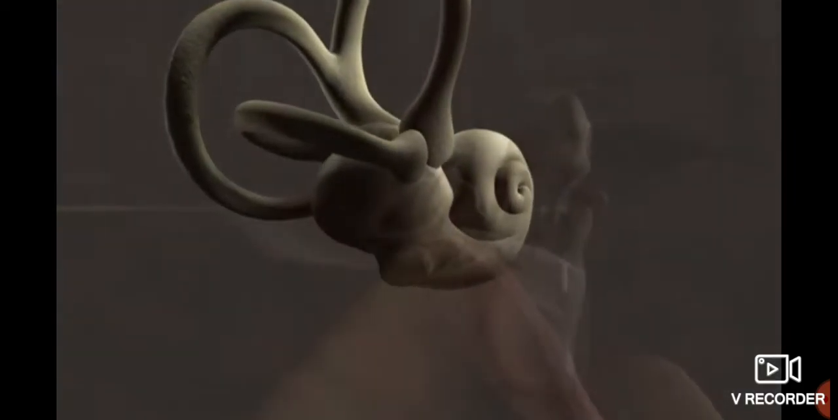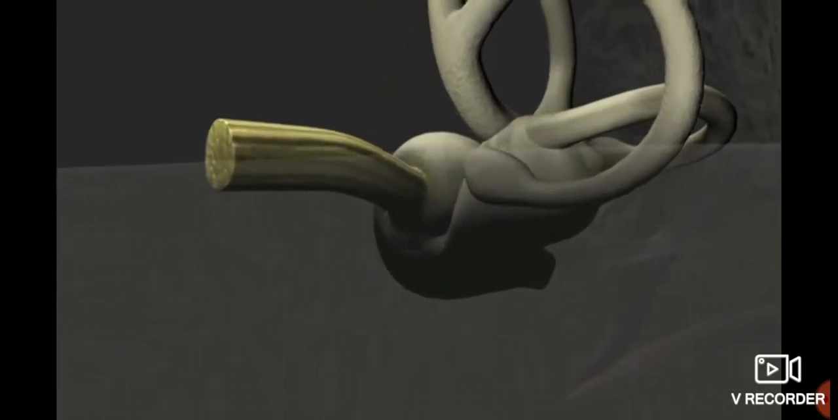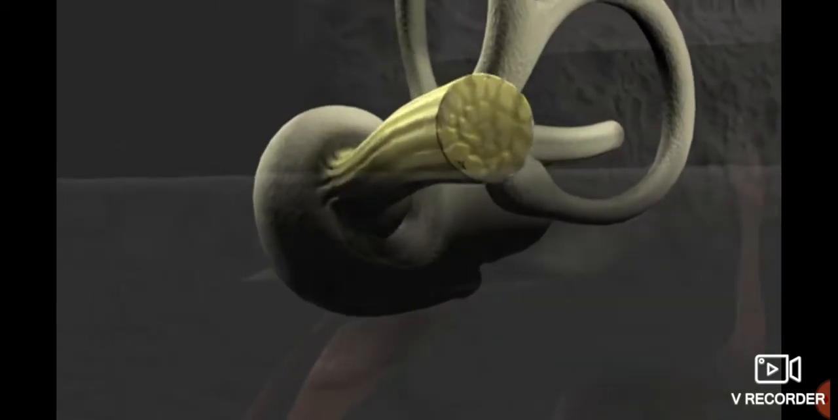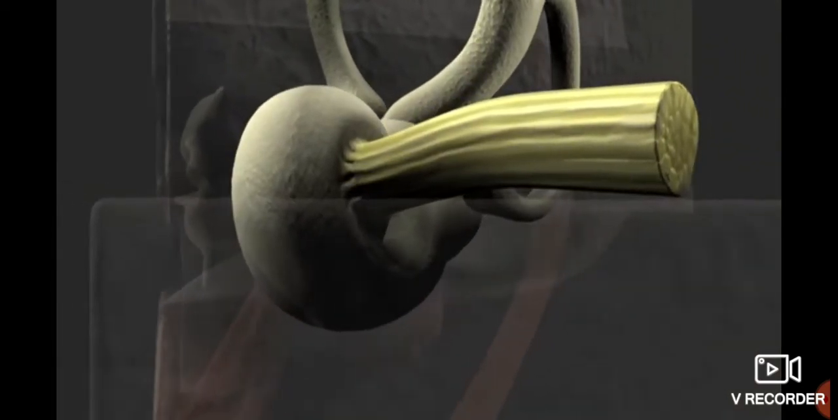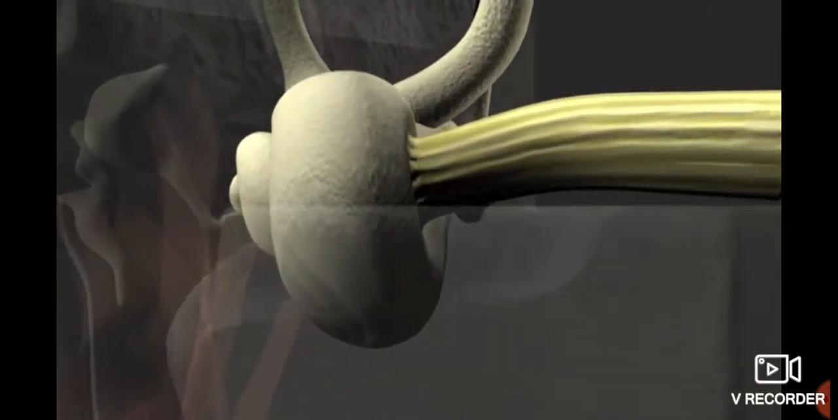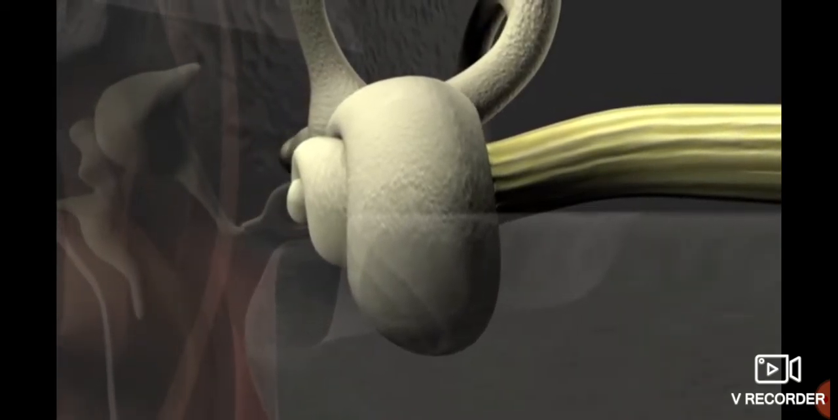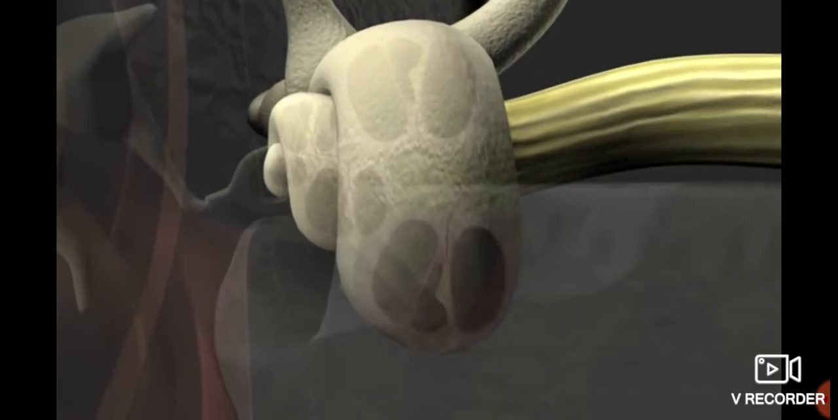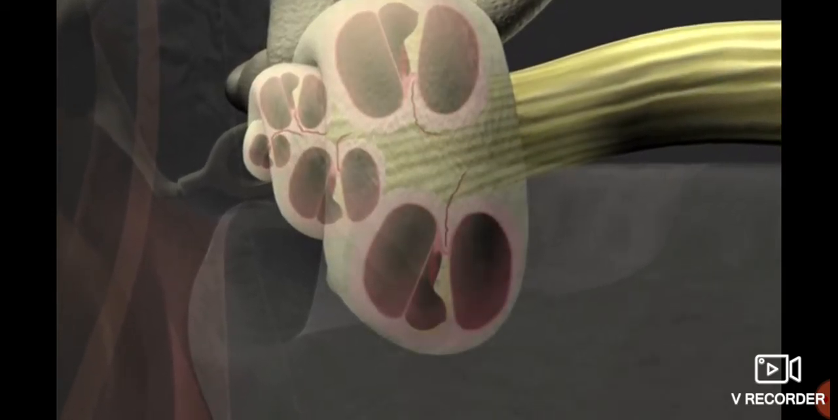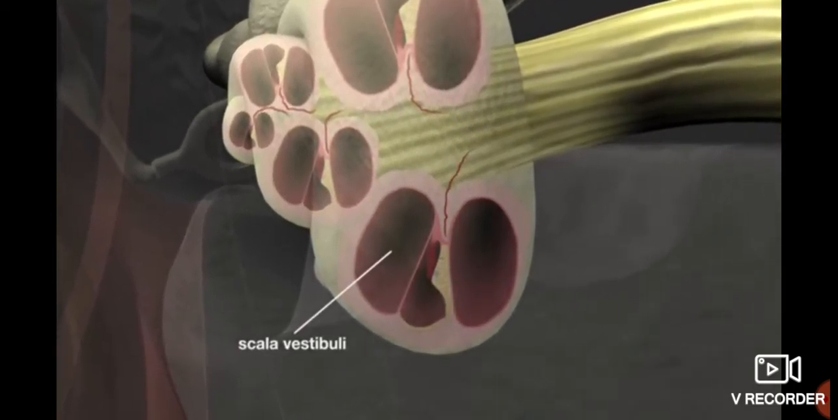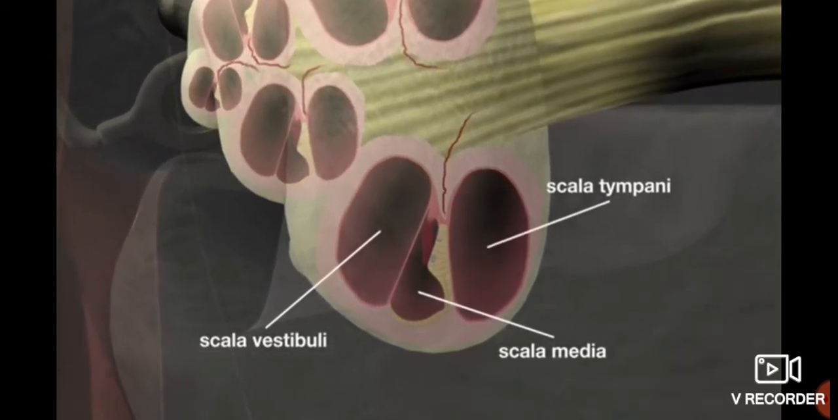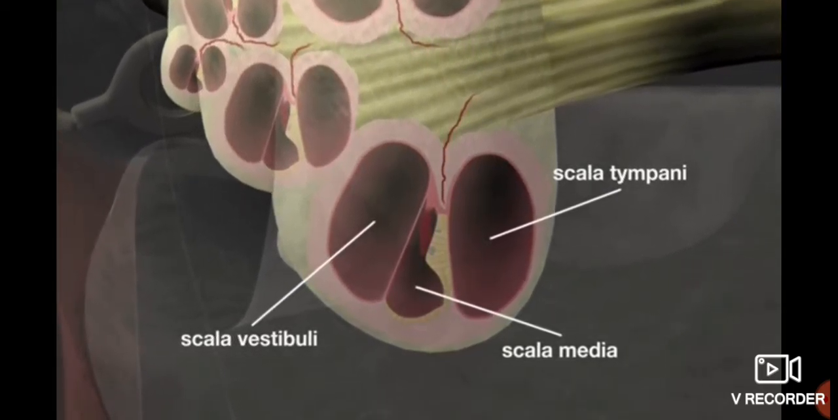Now in the inner part, the cochlea appears as a coiled tube in the shape of a snail. It has 2.5 turns and is wrapped around the acoustic portion of the ear. It is split into three distinct sections. First is called the scala vestibuli, second is the scala media, and third is the scala tympani.